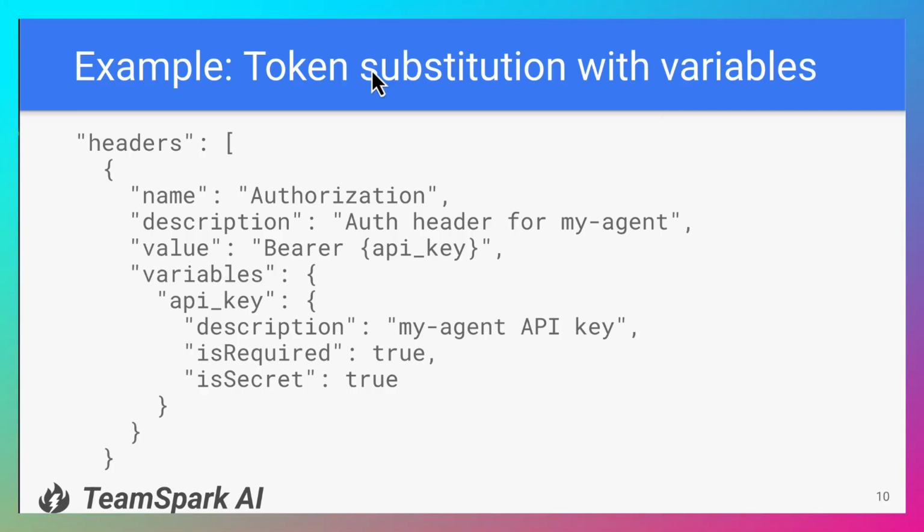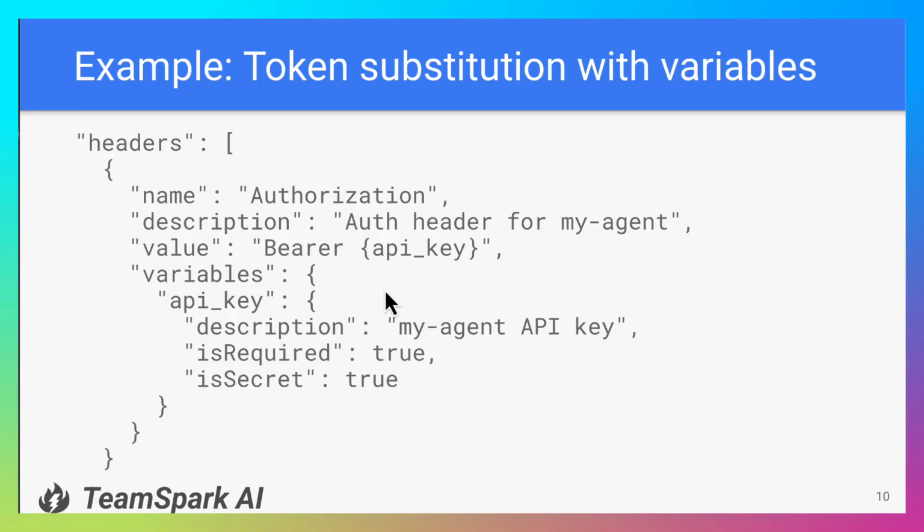So we're going to use token substitution with variables. Here we have a header that's named authorization. This is the description the user is going to see in the UX. This is the value, a fixed value, that'll be bearer, space, and then API key in braces. Then we have variables as part of this, and underneath variables, we have defined API key, this guy right here. It has a description that the user will also see, and whether it's required. In this case, it is required and it's secret.